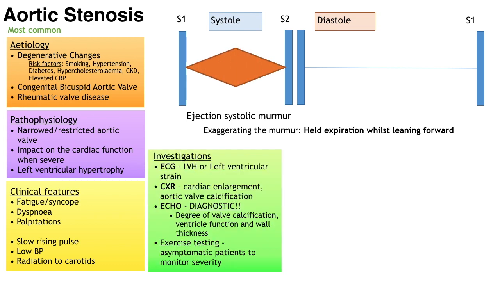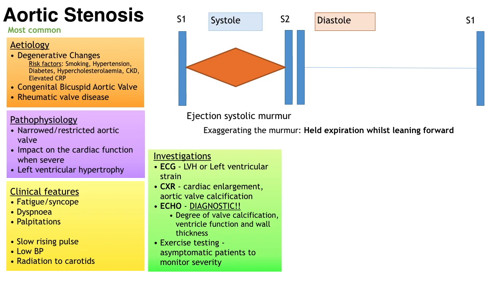The initial investigations that we're going to carry out are an ECG, chest X-ray and an echocardiogram. Now this is the same for every single murmur. And some specialist tests that might be carried out are a cardiac MRI, cardiac catheterization or an ECG exercise testing.